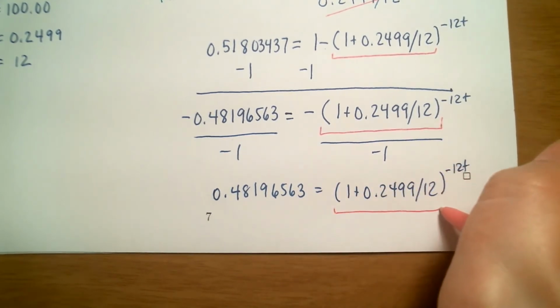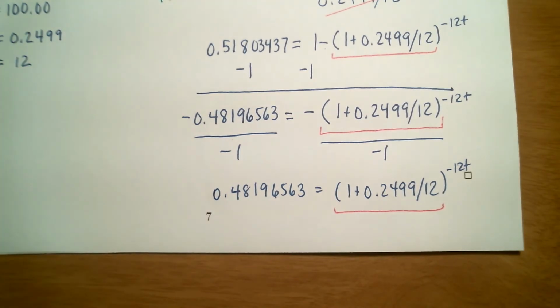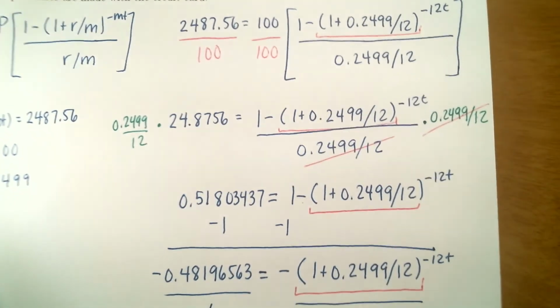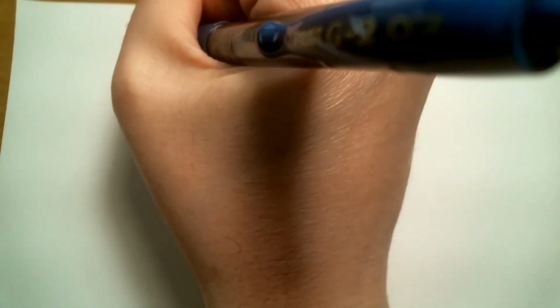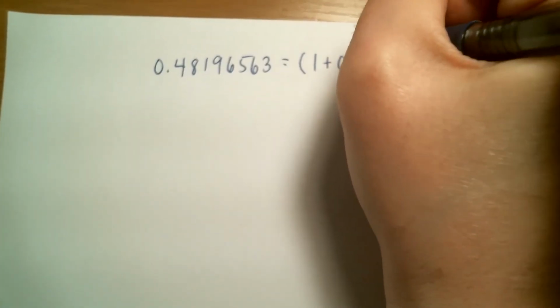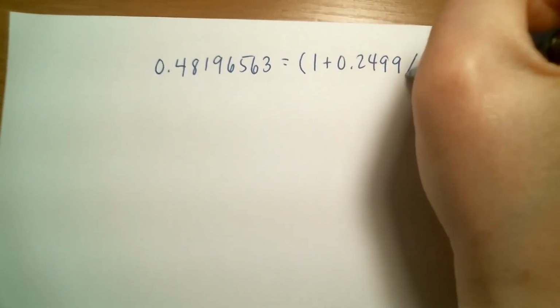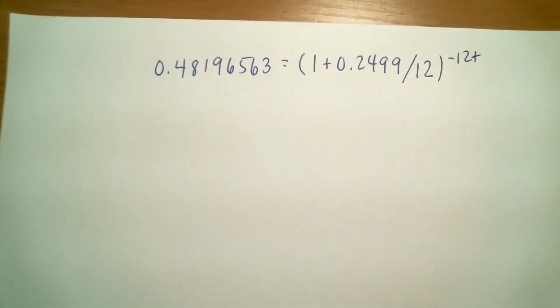All right, so let me get another sheet of paper so we can continue with this problem. Give me a second to rewrite this. Okay, so let me write down what we have. We have managed to isolate this quantity, which is great.